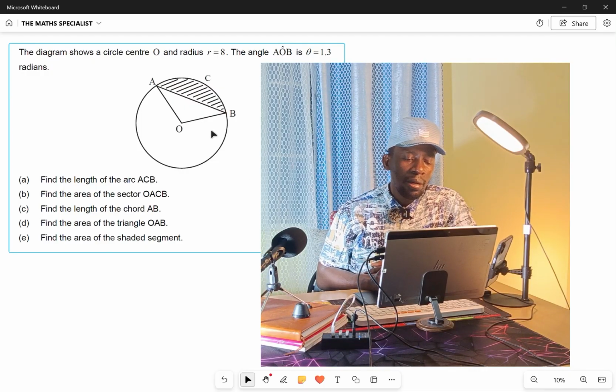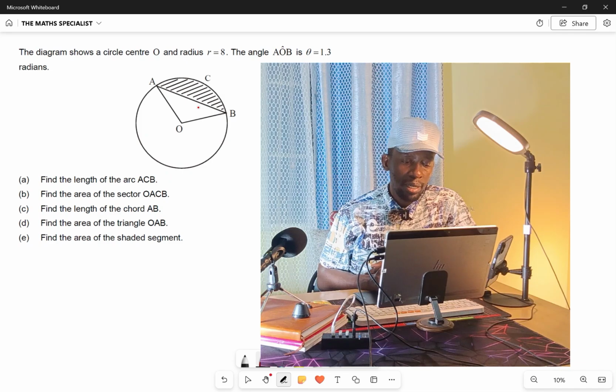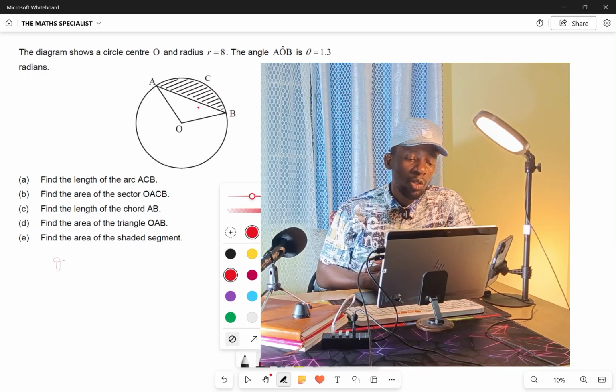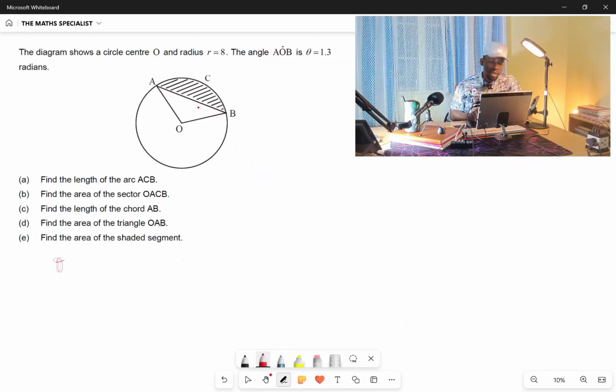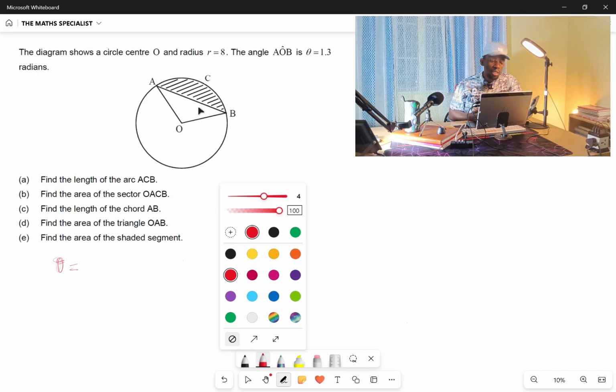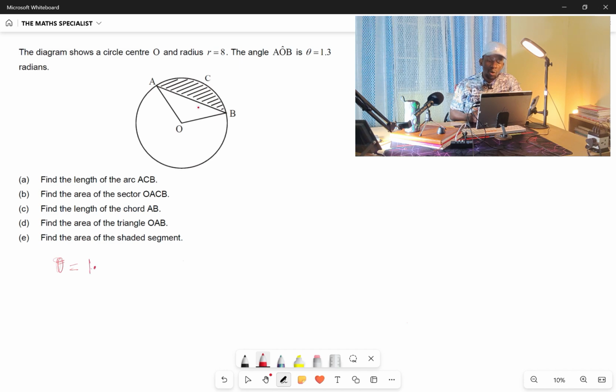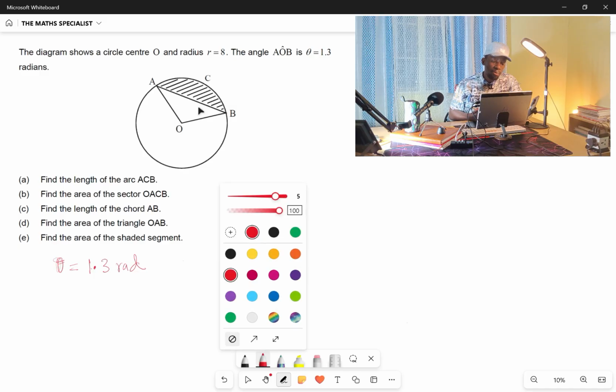To determine the length of an arc, the area of a sector, the area of a chord or triangle, and stuff like that from a given problem, it depends on the value of angle theta. If the value of angle theta is given in degrees, we will use a different formula, and if the value of angle theta is given in radians, a different formula is used. So our theta is 1.3.